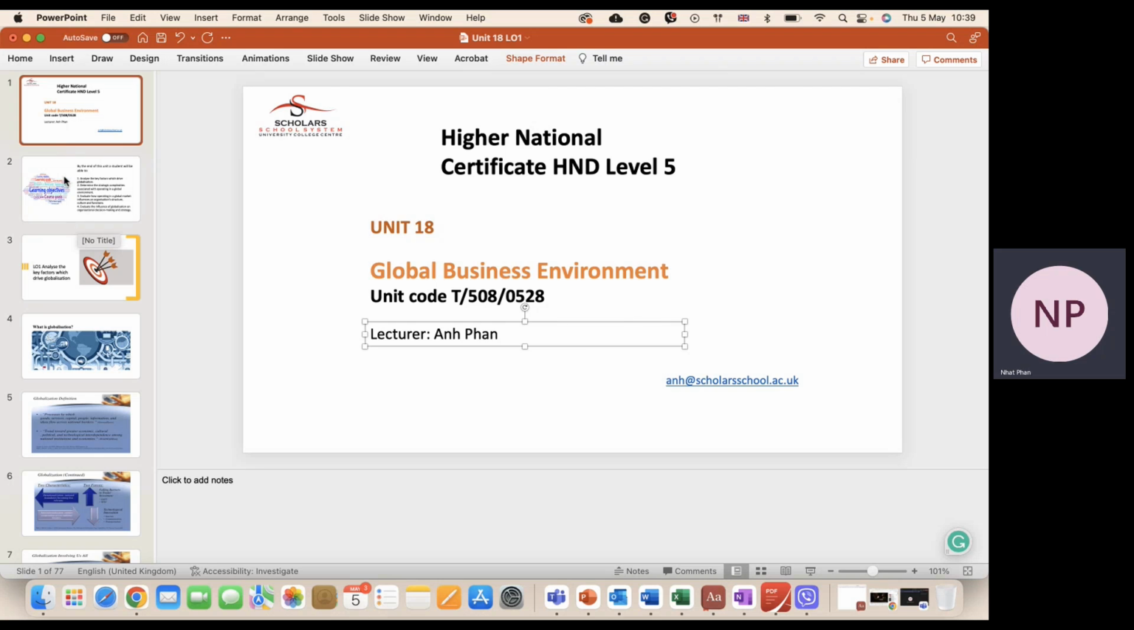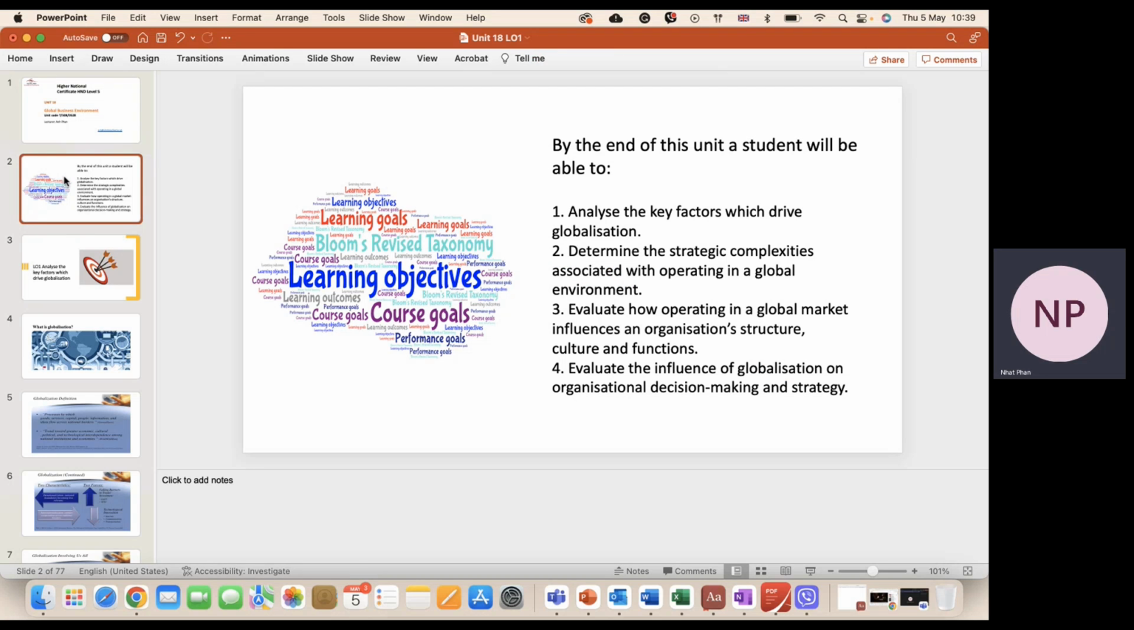So for this Unit 18, you have to cover four learning objectives, which are the main things in this unit. The first one is to analyze the key factors which drive globalization. The second is to determine the strategic complexity associated with operating in the global environment. The third learning objective is to evaluate how operating in the global market influences an organization's structure, cultures, and functions. And finally, to evaluate the influence of globalization on organizational decision-making and strategy.